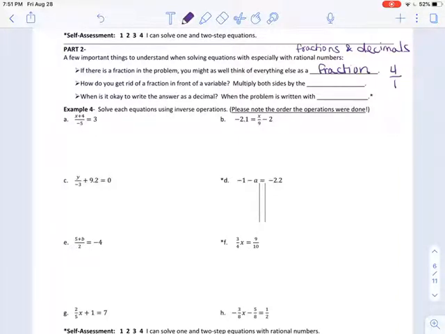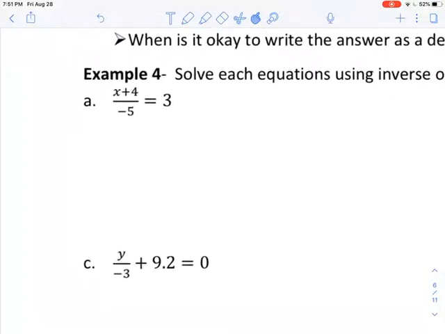When we get rid of a fraction in front of a variable, we can just multiply both sides by the reciprocal. Because remember, that's like division, so we're undoing multiplication. And it's okay to write the answer as a decimal when the problem is already written with decimals. Otherwise, write it as a fraction. Let's go ahead and do example A.